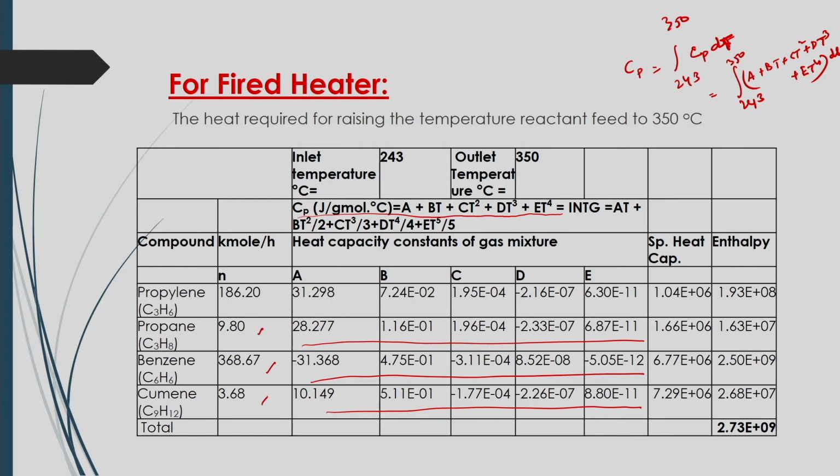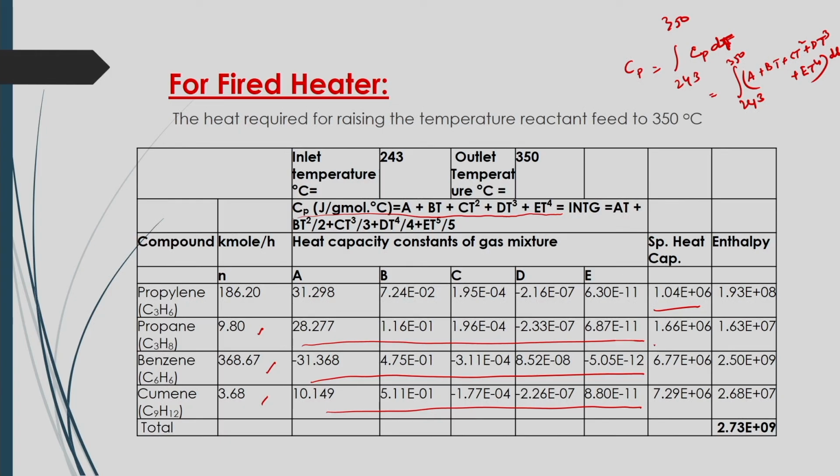So, once you substitute these constants in this integrand and do the integration, you will see that after integration it will come as A t plus B t square by 2 plus C t cube by 3 plus D t to the power 4 by 4 plus E t to the power 5 by 5, and then you have to calculate the limit of this integrand. Within this limit, what will be the amount? So, according to that, for propylene it is coming 1.04 into 10 to the power 6, this amount of specific heat capacity for propylene.